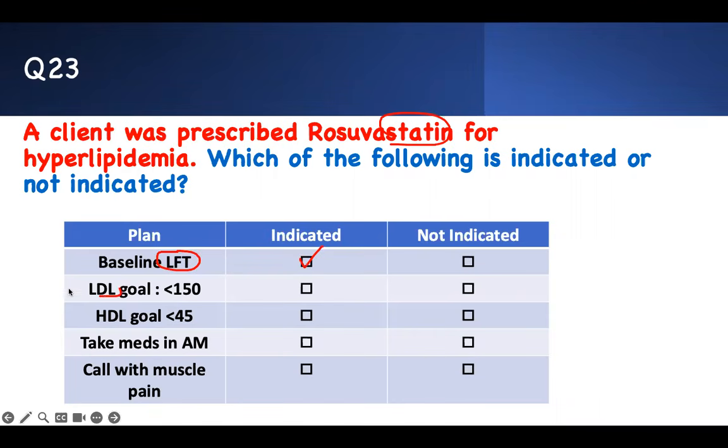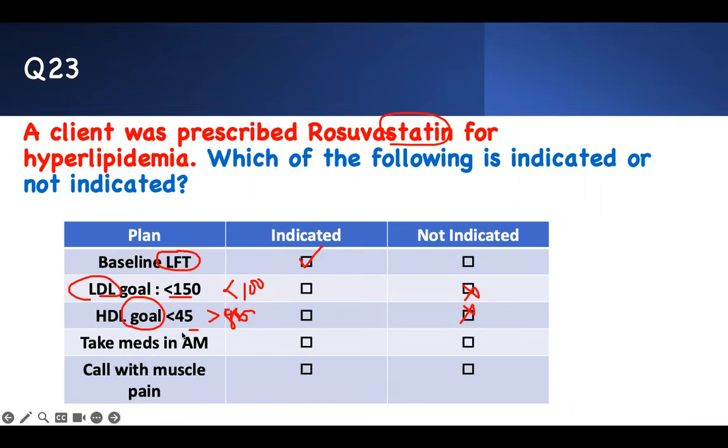Your goal of LDL less than 100, less than 150 is wrong. You want it to be less than 100. So this is not indicated. Goal of HDL needs to be higher, 45 and 50. Sometimes 50 is best. Going up to a higher level, that's what causes confusion. HDL means high, LDL means low. So I want my HDL to be high and my LDL to be low. So this is not indicated.